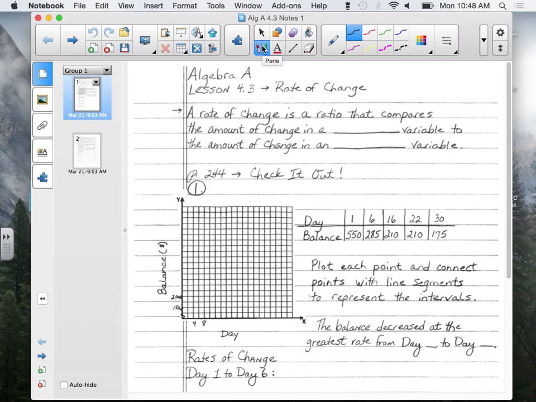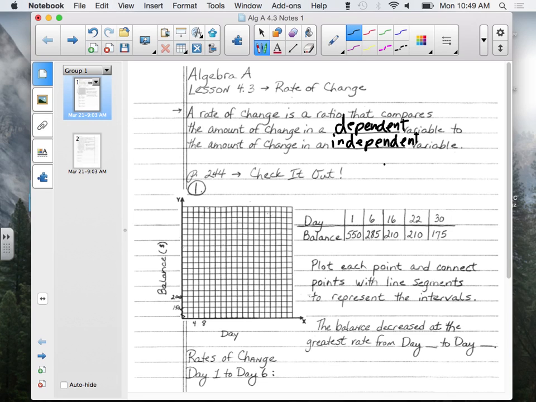So we'll be moving on to the next section of the chapter. Today we'll be dealing with rates of change, and it's sort of iffy or complicated. So just today we're going to be finding rates of change. And what that is, is a ratio that compares the amount of change in a dependent variable to the amount of change in an independent variable. Let me make sure I'm spelling independent right.